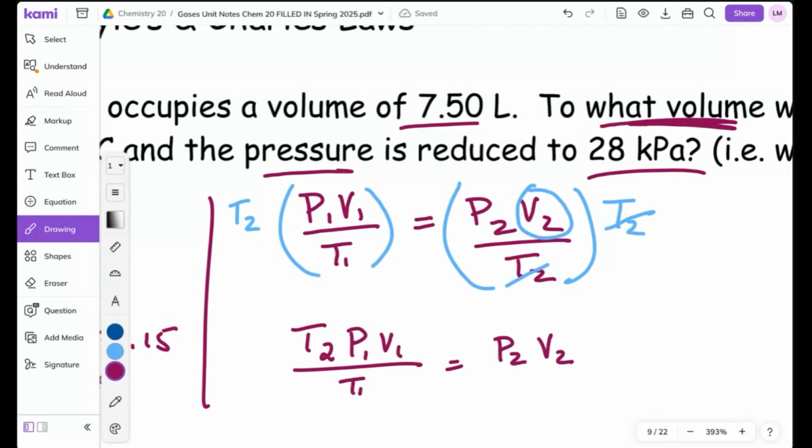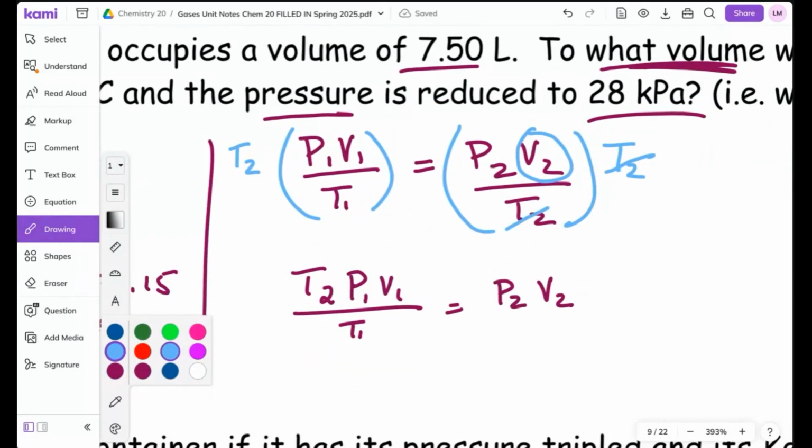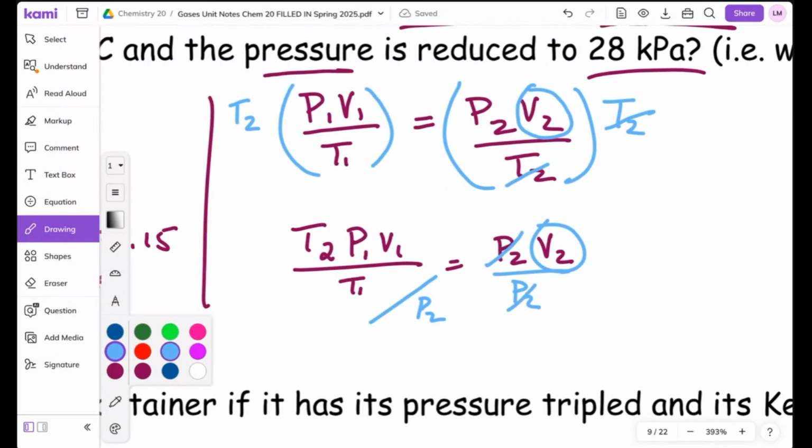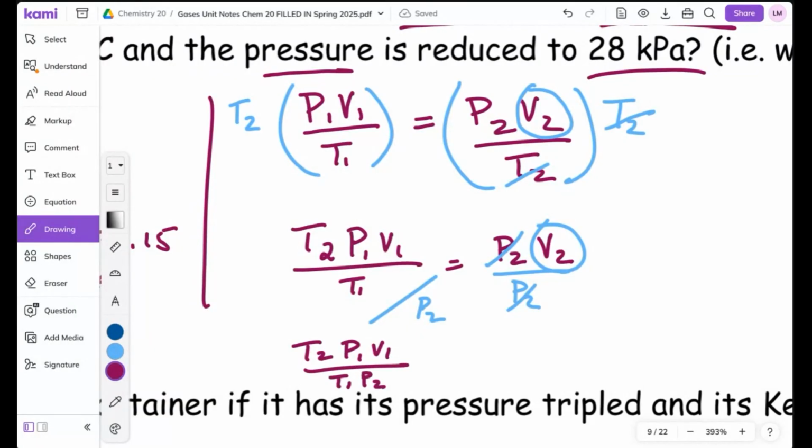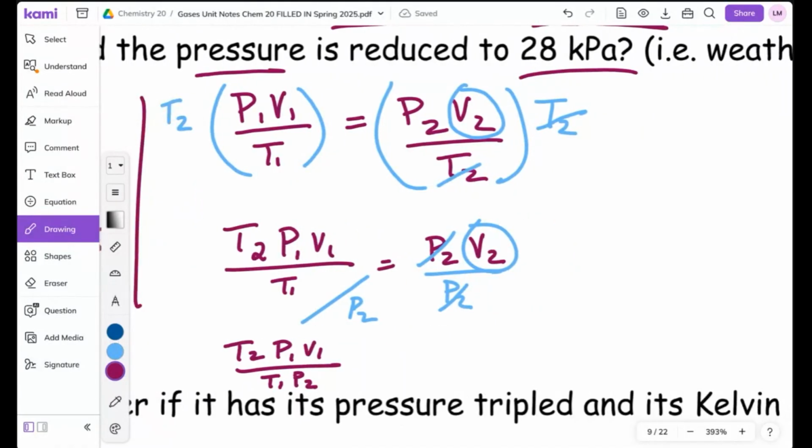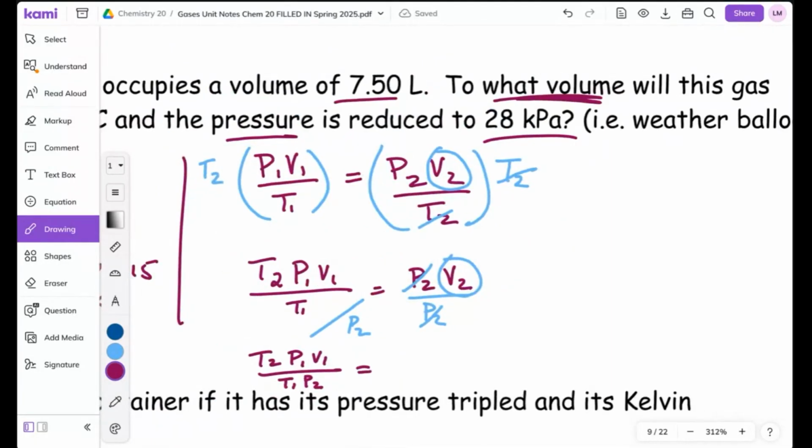P2 times V2. Okay, and now we're still isolating for V2, so P2 is multiplying V2, so I do the opposite, which is division. Okay, and then I'm just going to divide by P2 like that. So these cancel out, and then if I write this all nice, neat, and pretty, this will give us T2 multiplied by P1 multiplied by V1 divided by T1 times P2 is equal to V2.